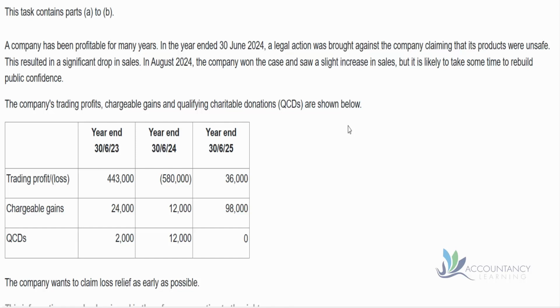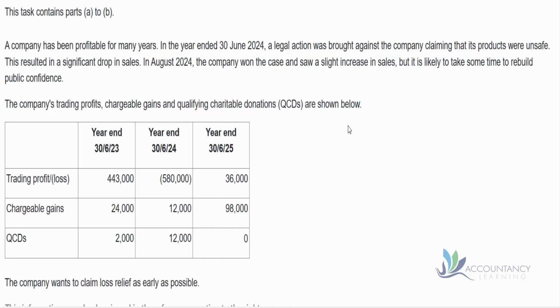So you've got the company's trading profits, chargeable gains, and qualifying charitable donations. There they are in the table below. In the year to June 23, we had some nice profits, some gains on sale of assets, but we made some donations to charity. Then in the year when we were sued, you can see we've got those big losses there. Still a few gains from selling assets, and we made some donations then. And then in the year that we were recovering, we got some profit, but not a lot. But we have got quite a few gains, but we didn't make any donations this year.